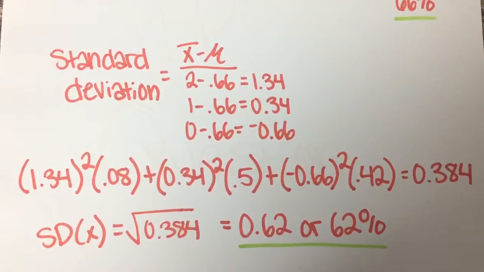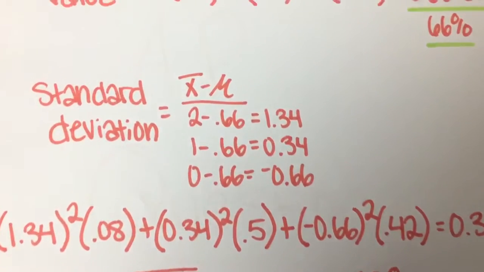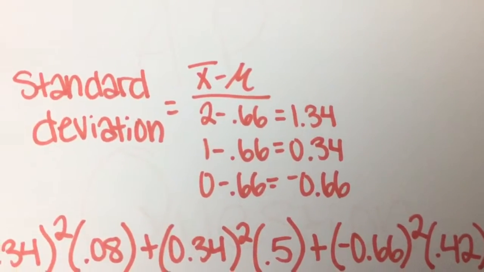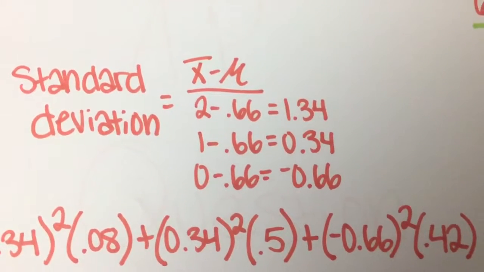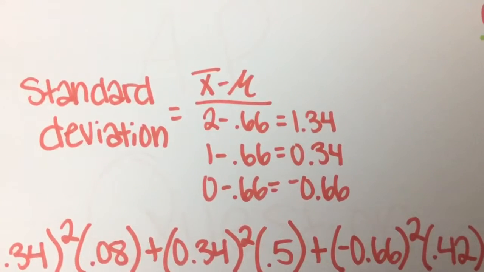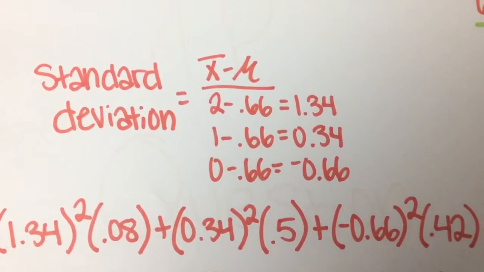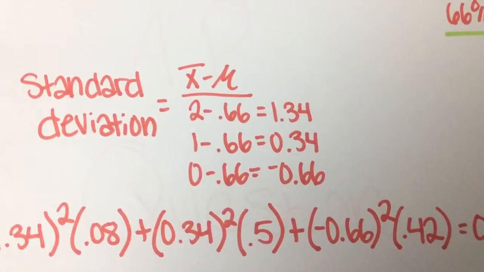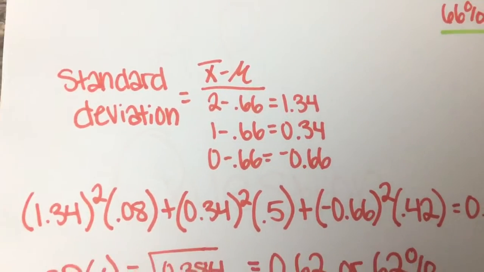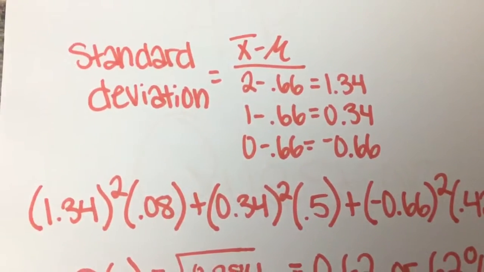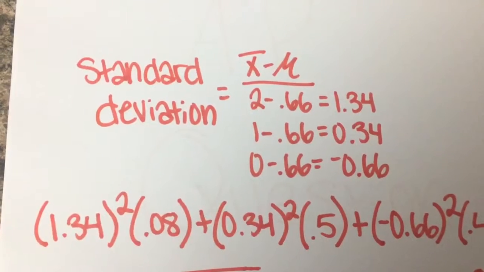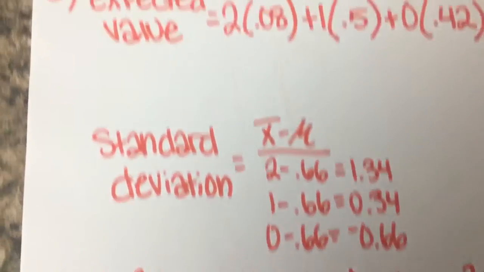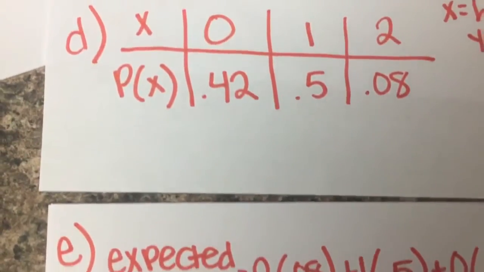For standard deviation, first you have to do the mean that you get minus mu. So we have each of those means that you could possibly get, and the mu, which is 0.66 because that's our expected value, and those subtract to be 1.34, 0.34, and negative 0.66. So what you do from there is you take that number and square it and then multiply it by its probability that we stated up here in this graph.